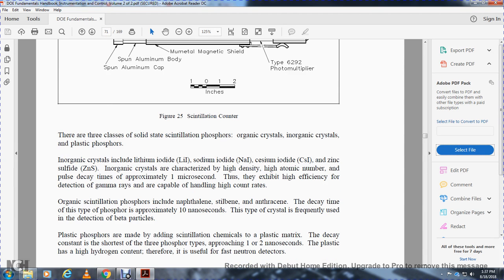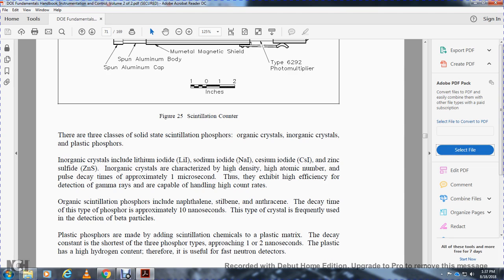There are three classes of solid-state scintillation phosphor: organic crystal, inorganic crystal, and plastic phosphor. The inorganic crystals include lithium, sodium iodide, cesium, and zinc sulfide. Inorganic crystals have high density and high atomic number, with a pulse decay time of approximately 1 microsecond. They exhibit high efficiency for the detection of gamma rays and are capable of handling high count rates.